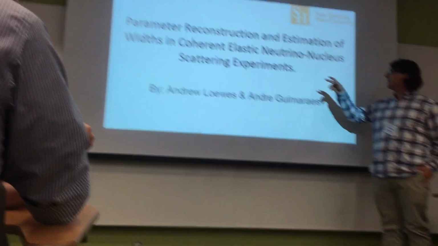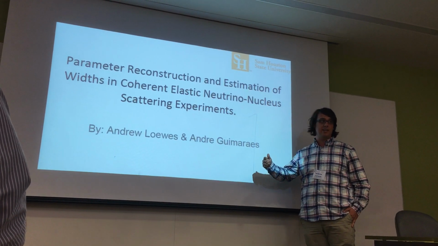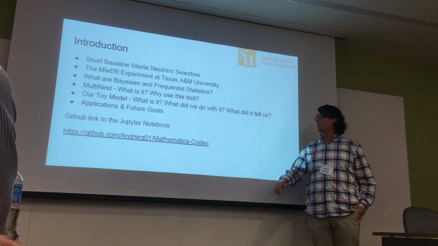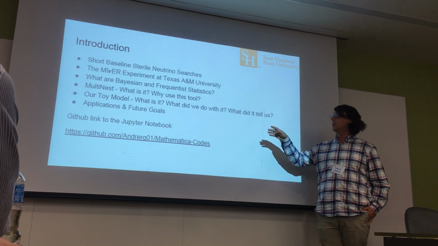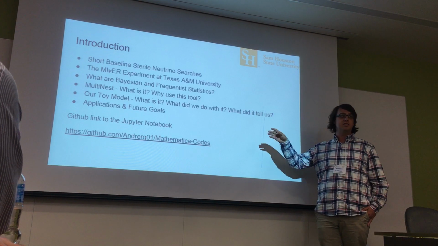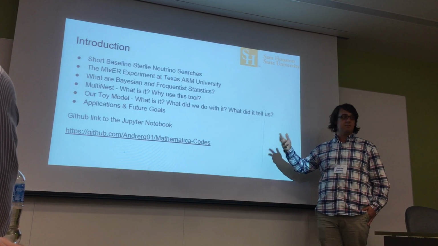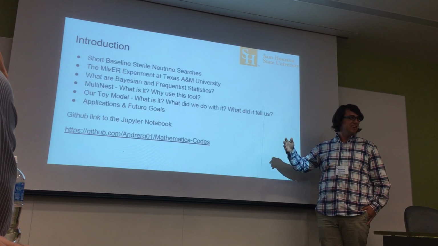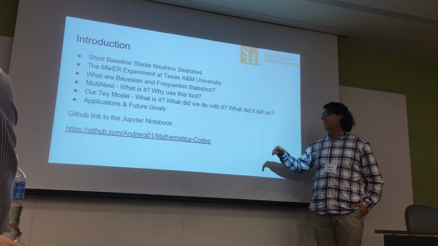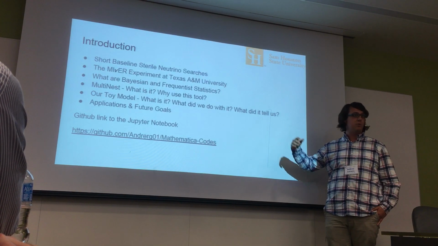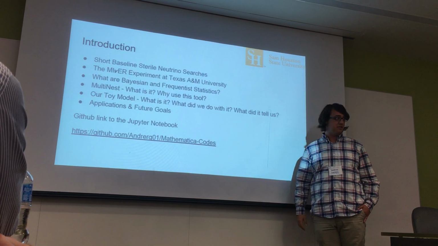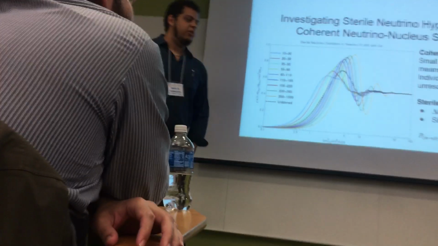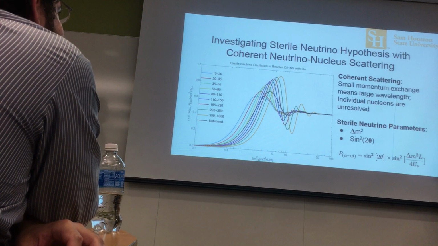Today we're going to be talking about parameter reconstruction and estimation of widths in coherent elastic neutrino-nucleus scattering experiments. With that, we're going to start with a short discussion of short baseline sterile neutrino searches, the MINER experiment at A&M, Bayesian and frequentist statistics, MultiNest, and a toy model where we discuss a lot more about MultiNest, and applications and future goals. So let's start talking a little bit about investigating the sterile neutrino hypothesis with coherent neutrino-nucleus scattering.